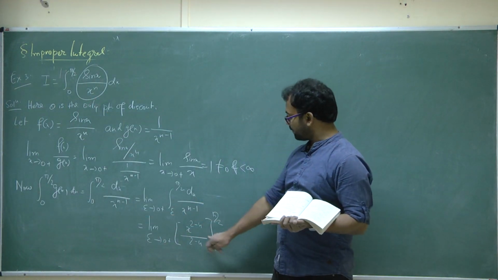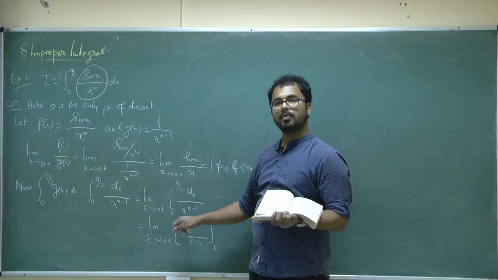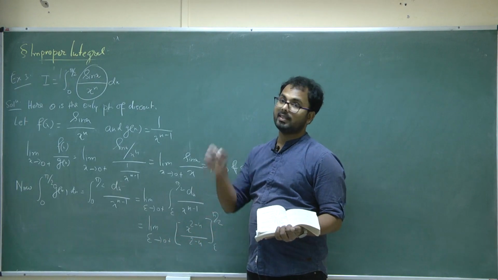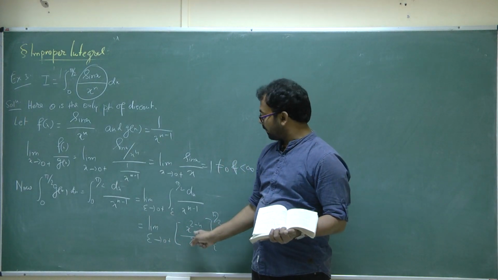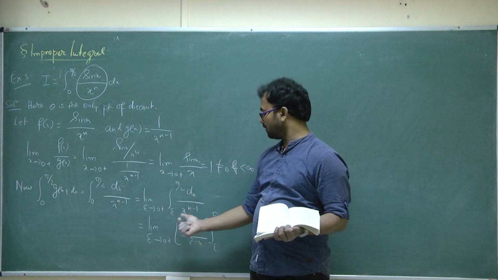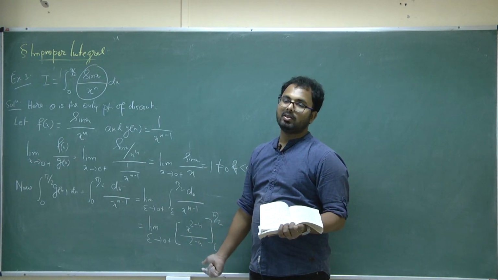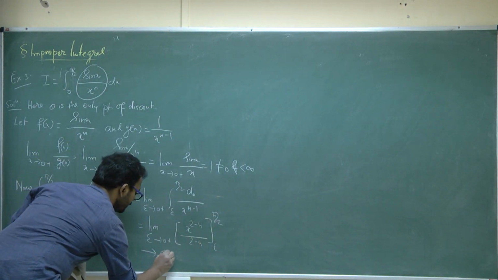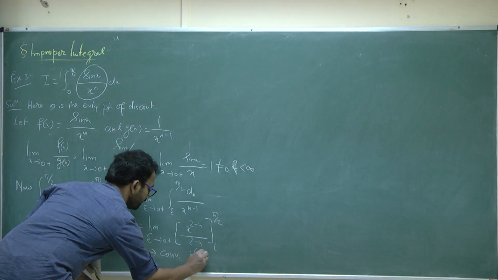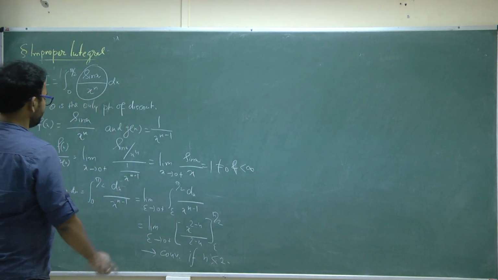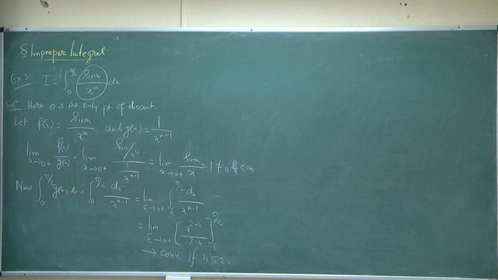Now, when x is epsilon, this will become epsilon to the power 2 minus n, and epsilon is going towards 0. That means epsilon is a very small number, and if n is greater than 2, then that will come in the denominator, and then this whole thing will become infinite. So, at least you need to have n less than 2. So, this converges if n is less than 2.